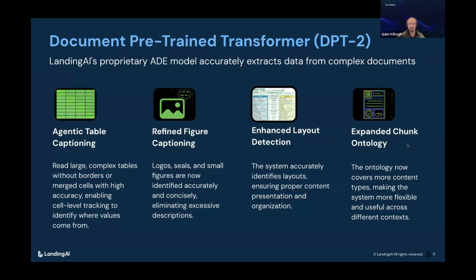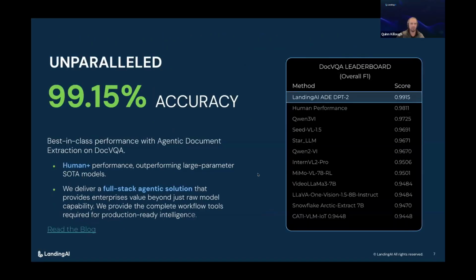kind of the chunk ontology. So it understands what those different components are, whether it's a table, figure, attestation, marginalia, you name it, right? And all of that information goes into really providing a very accurate parsing and extraction from the document, which really leads into the next slide here that I like to share, which is on our accuracy.